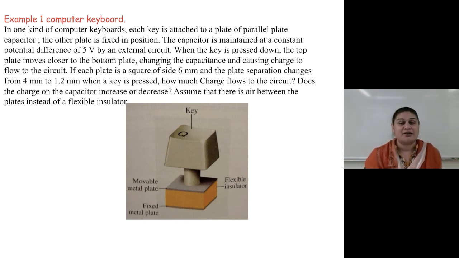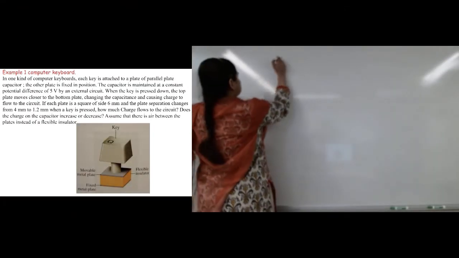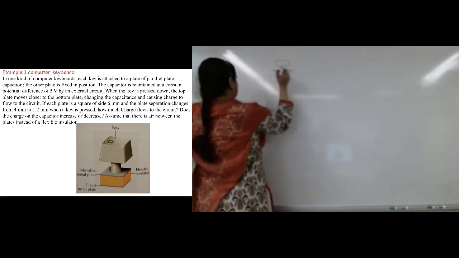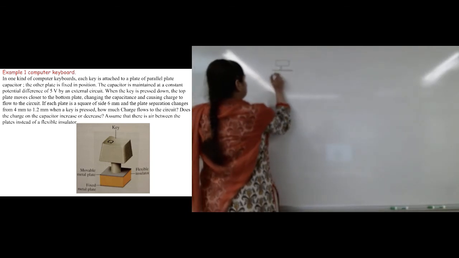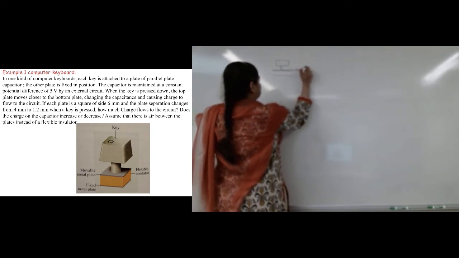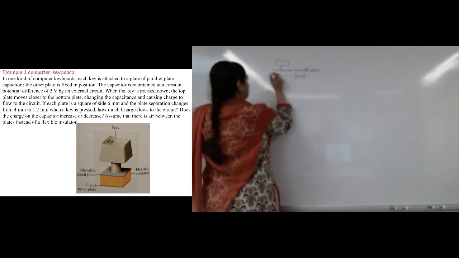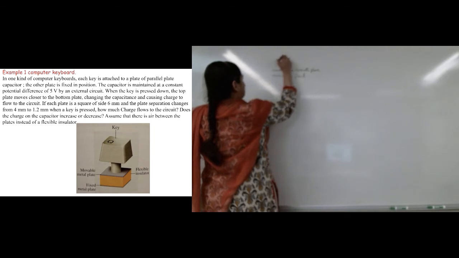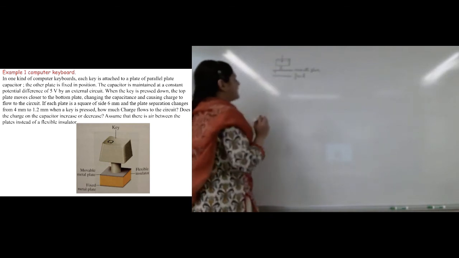The assumption is that there is air between the plates instead of a flexible insulator. So in this problem, what we are given is that the key is here and it is connected to a base, which is here. And it says that the flexible insulator, the movable metal plate, when you press it down, this is where the movable plate is, and this is where the fixed plate is. So as you press the key downwards, this is able to move up and down.